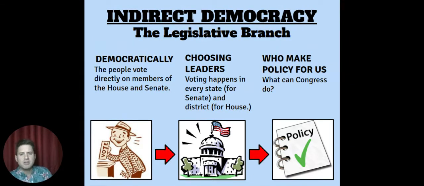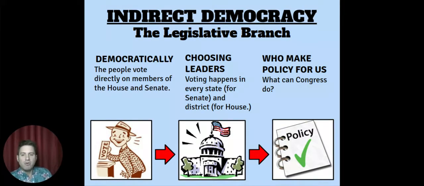Let's look at each branch and how each branch shows indirect democracy at work. I'd recommend writing down all the details of the three branches that I share out loud today, because that'll help make the framework for what we talk about for the rest of the year and next week in particular. All right, our legislative branch is Congress. Congress is made up of two parts, the House and the Senate. And together, they make laws. They don't make laws with our input, but they are chosen by us.